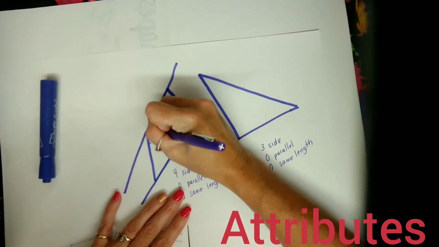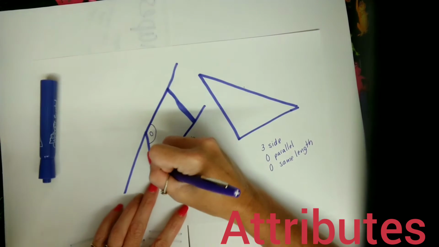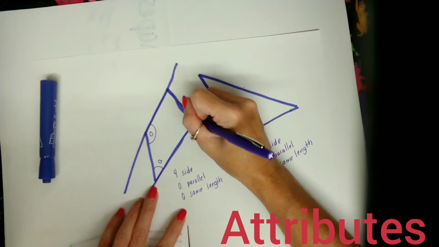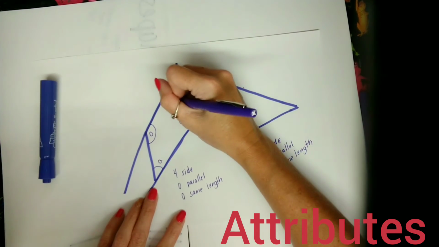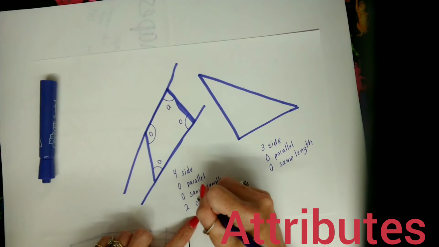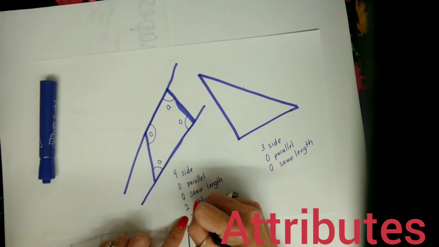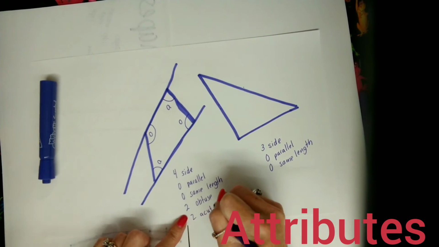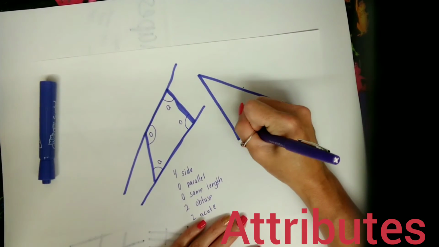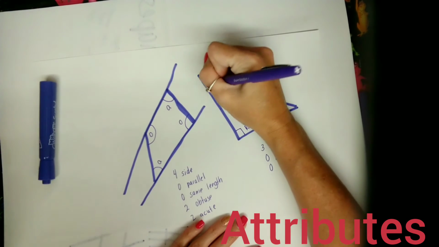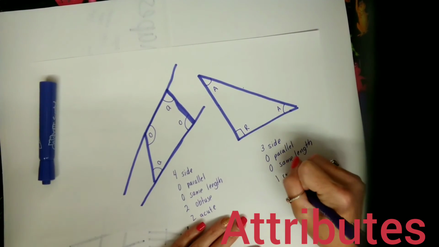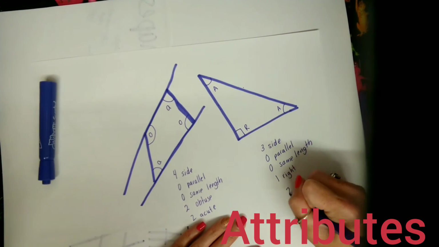Now let's work to the angles. So I'm looking at the angles. That's an obtuse angle. This one's acute. This one is obtuse. And this is acute. All right, so 2 obtuse, 2 acute. Let's look at this one. I have a right angle. I have acute and acute. So 1 right, 2 acute.